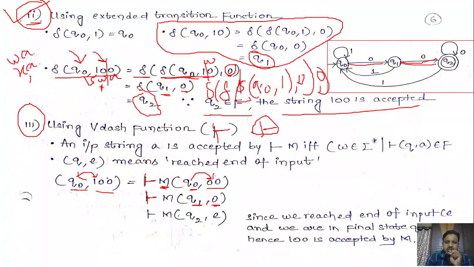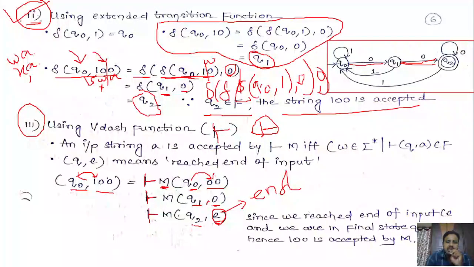Q1 on 0. Where is it going? Q2. So just write it down in the next equation, that is V dash equal to M of Q2 comma small e, right? So what is this small e? Here, since we have processed all the symbols 1 0 0, we don't have any more symbols to process. So we are representing that with a small e. E means empty or end. Okay, end of the input.